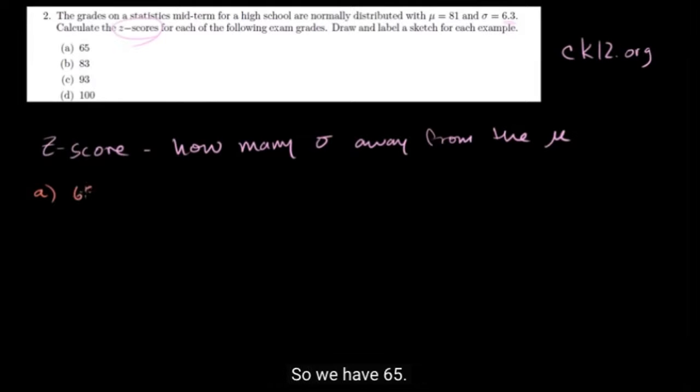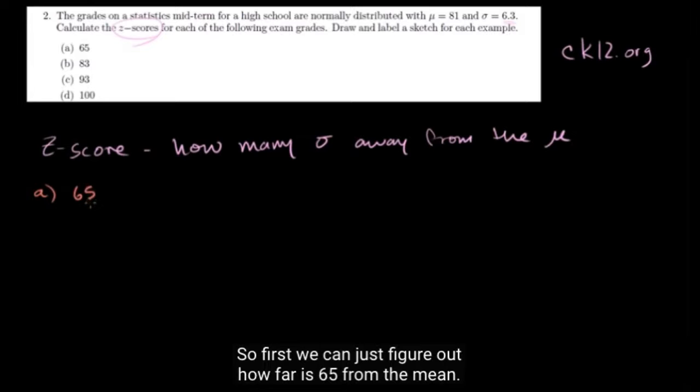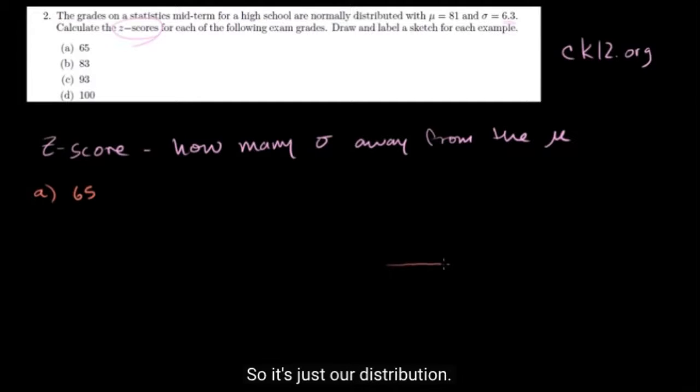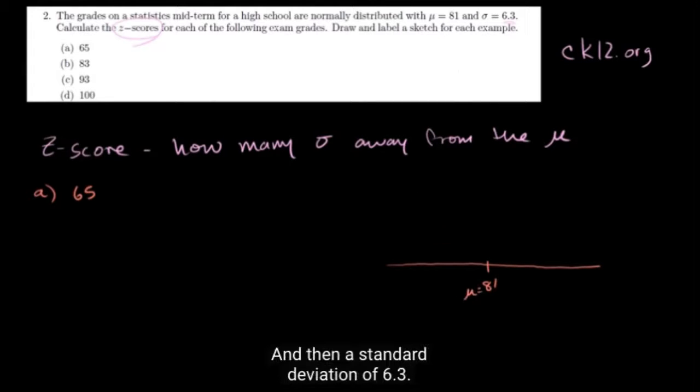So we have 65. So first we can just figure out how far is 65 from the mean. Let me just draw one chart here that we could use the entire time. So this is our distribution. We have a mean of 81. That's our mean. And then a standard deviation of 6.3.